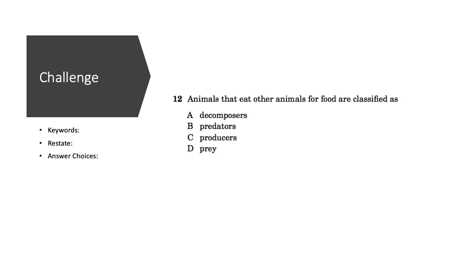Here is the question. Animals that eat other animals for food are classified as A, decomposers, B, predators, C, producers, or D, prey. Pause the video here and eliminate.